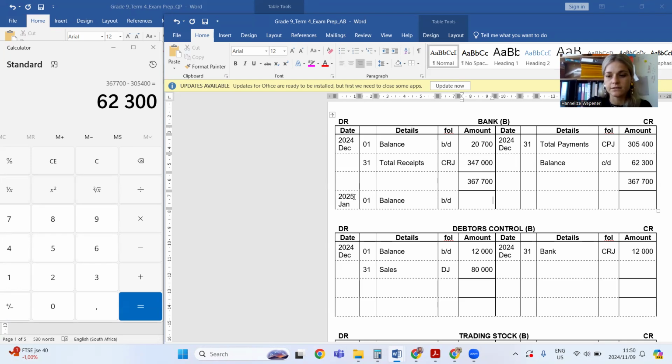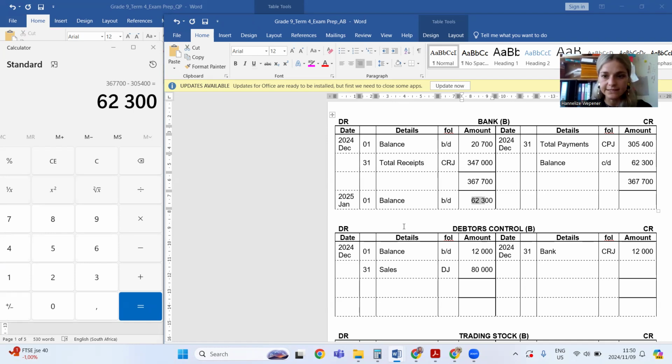Balance brought down 62,300. What this means is that we started with an amount in our bank account on the 1st of December. By the end of December, we received in total that amount, and we have paid an amount. So we are left with 62,300 at the end of December. We're not going to throw that money away. We're going to use it in January.